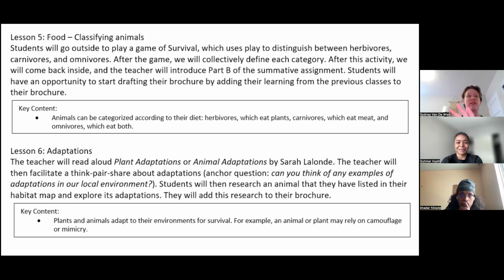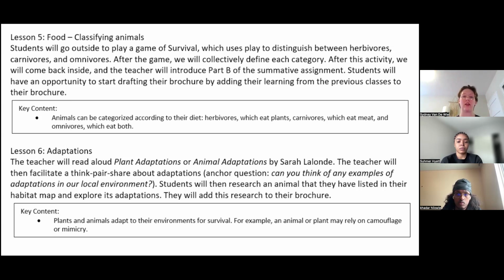Importantly, sorry, I don't want to miss this because it's very important. At lesson 5, you'll see that during that lesson, the teacher will introduce part B of the summative assignment, and students will get to start drafting their brochure. So they've already done the habitat map, and now by lesson 5 we're talking about the brochure, and they're getting time to start inputting that information that they've already learned. So they're inputting what is a habitat, what is a community, food chains, food webs, all that kind of stuff. And then same with adaptations.